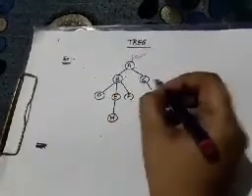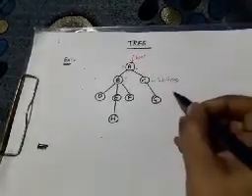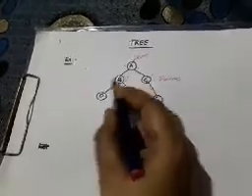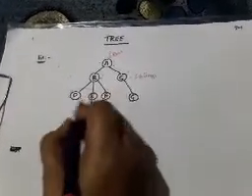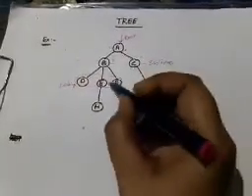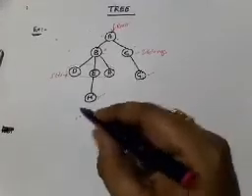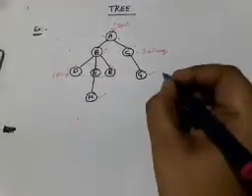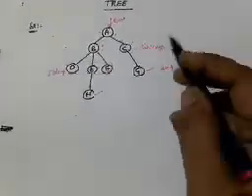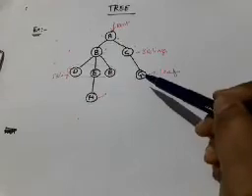So B and C are called siblings. Similarly, D, E and F are children of B. So these three are also siblings. And now we have G and H. They do not have any child nodes, so we will call them leaf nodes. These are some of the terminology related to tree.